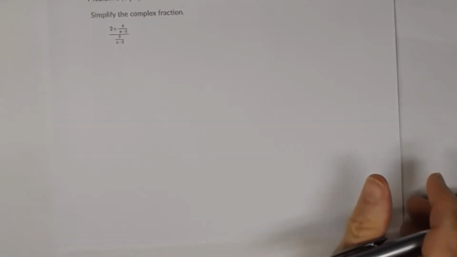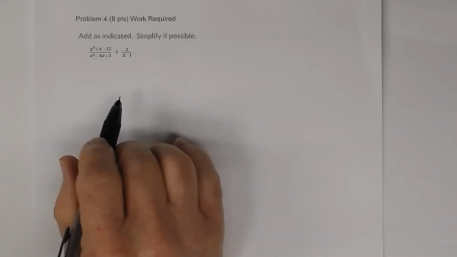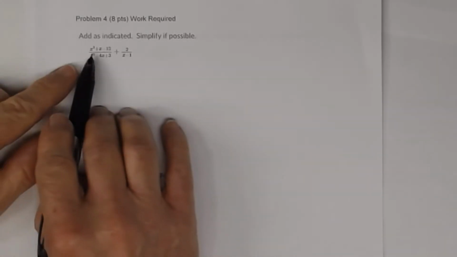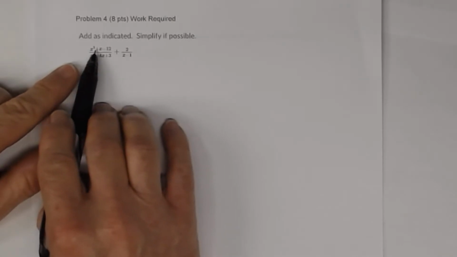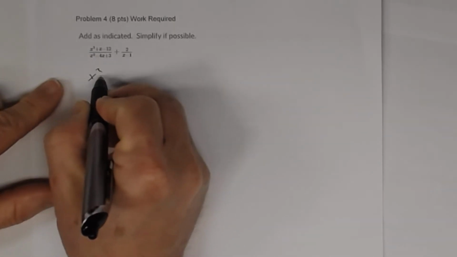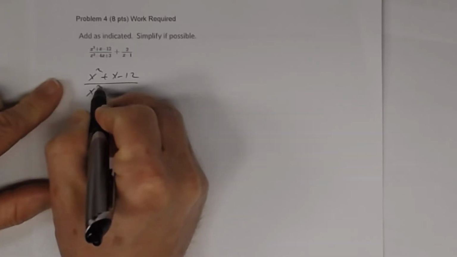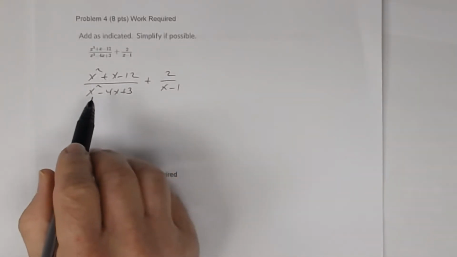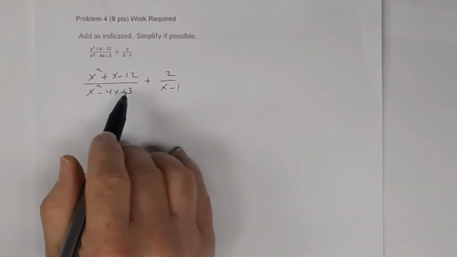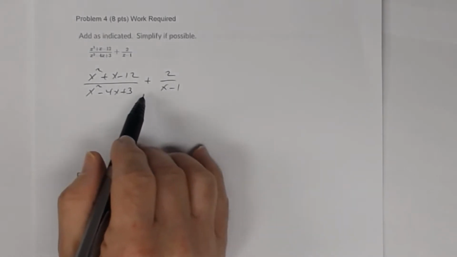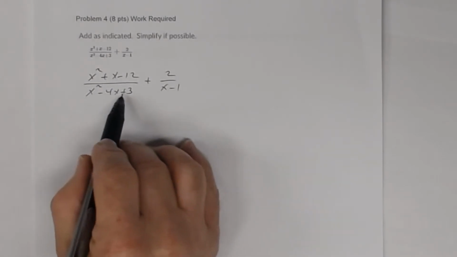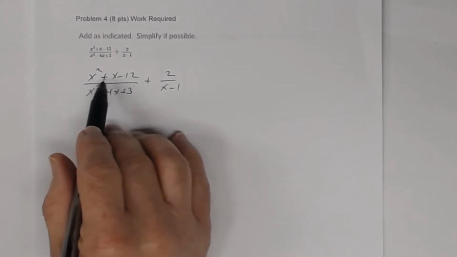Okay, number 4, you want to add these two rational expressions. Now there are a couple of approaches you could have taken. Let me go ahead and rewrite this. That's x squared plus x minus 12 divided by x squared minus 4x plus 3, plus 2 divided by x minus 1. Remember, when adding or subtracting rational expressions, you want to get that common denominator, the least common denominator. So you're going to have to factor the denominator here. In the process, let's go ahead and factor this and see what happens.